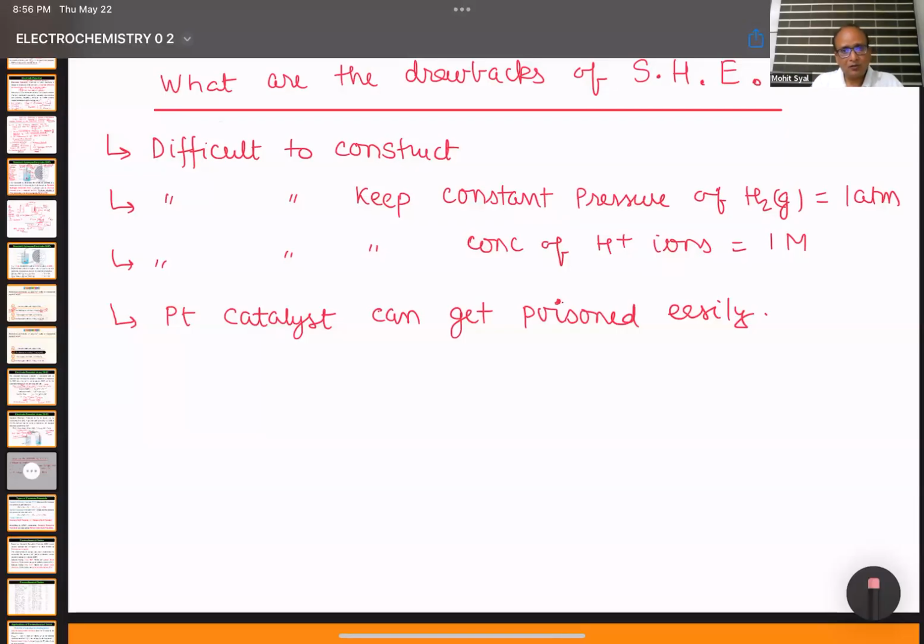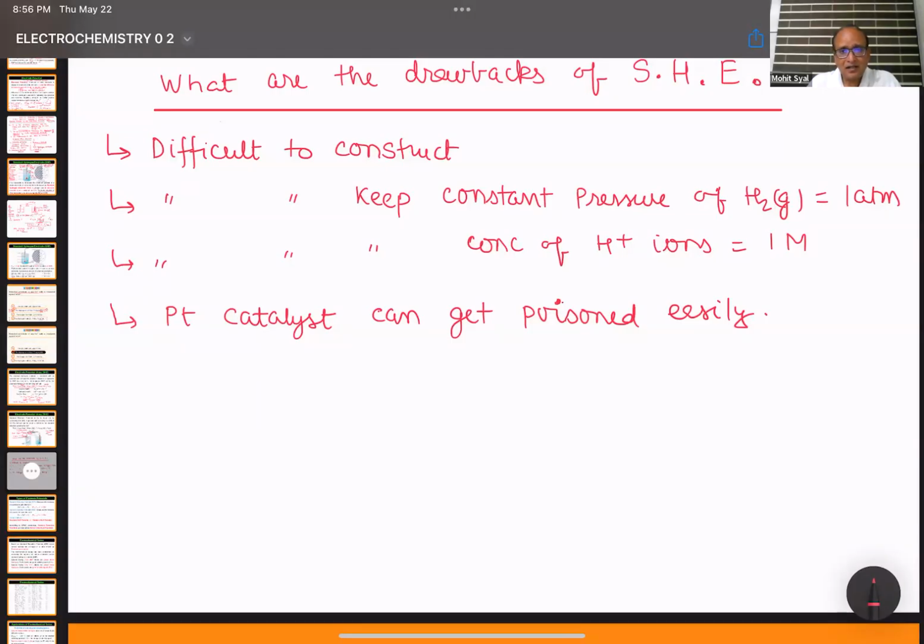So it is also difficult to maintain the pressure of 1 atmosphere every time, and to maintain the concentration of H plus ion at 1 molar every time. And the platinum catalyst can easily get spoiled. This is known as poisoning of catalyst. The catalyst platinum is very sensitive. Okay.